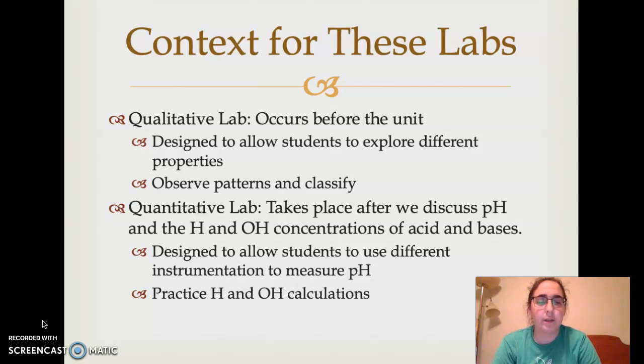And then the second lab occurs a little bit later in the unit, and it's a quantitative lab. So after we discuss pH and hydrogen and hydroxide concentrations, they're going to use the pH probe to measure the pH of the same acids and bases that they used in the first lab, and then they're going to turn those measurements into hydrogen and hydroxide calculations.